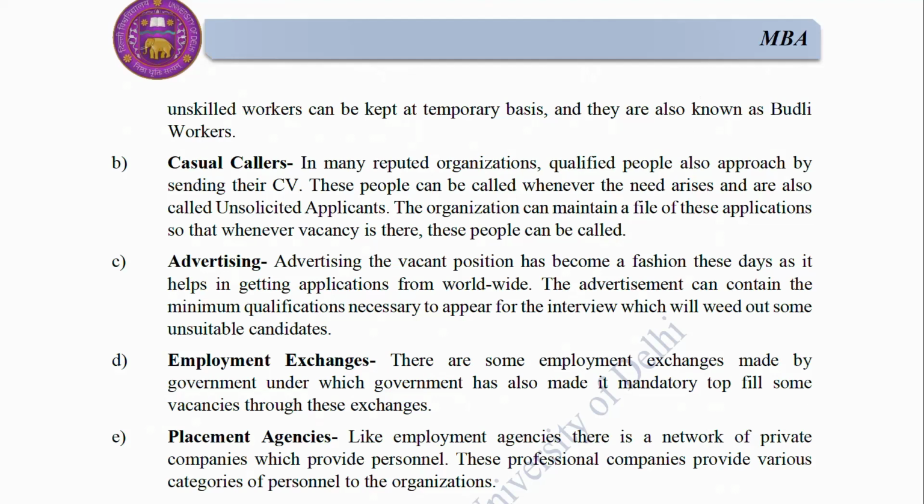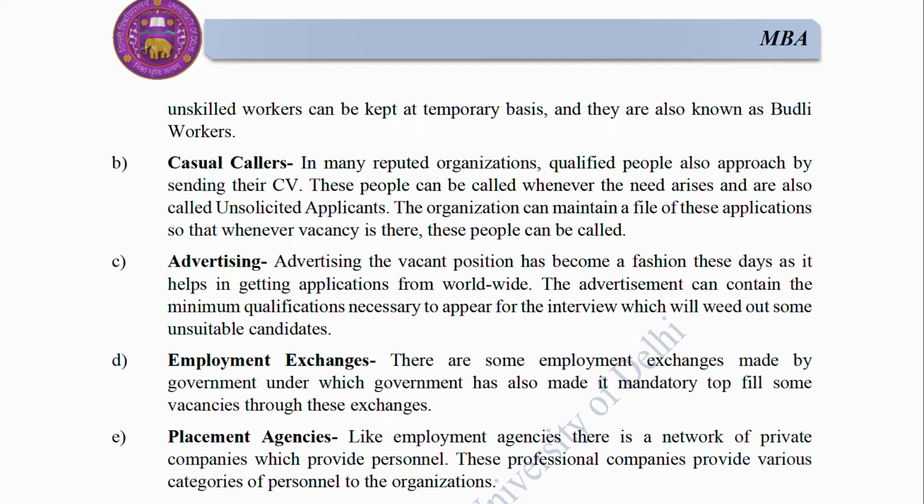Second, casual callers. In many reputed organizations, qualified people also approach by sending their CV. These people can be called whenever the need arises and are also called unsolicited applicants. The organization can maintain a file of these applications so that whenever a vacancy is there, these people can be called.